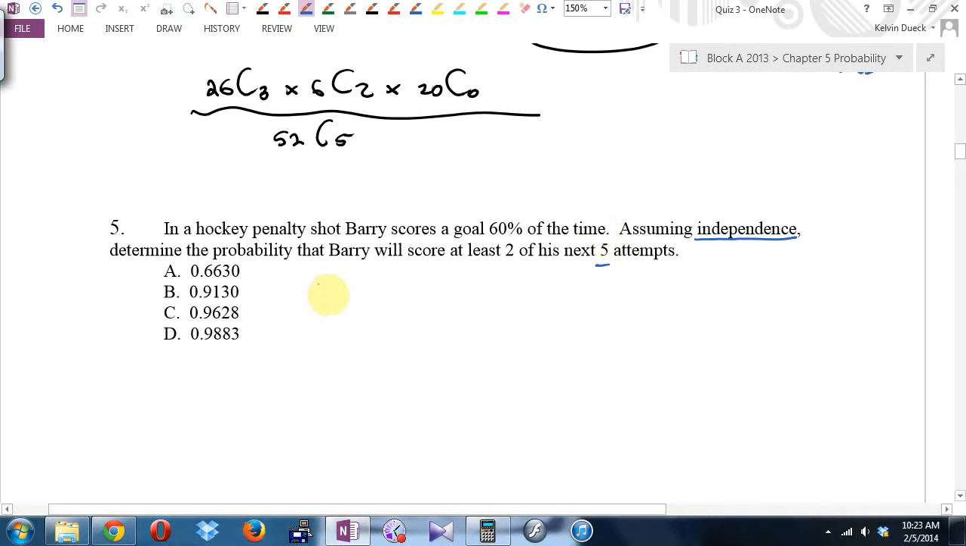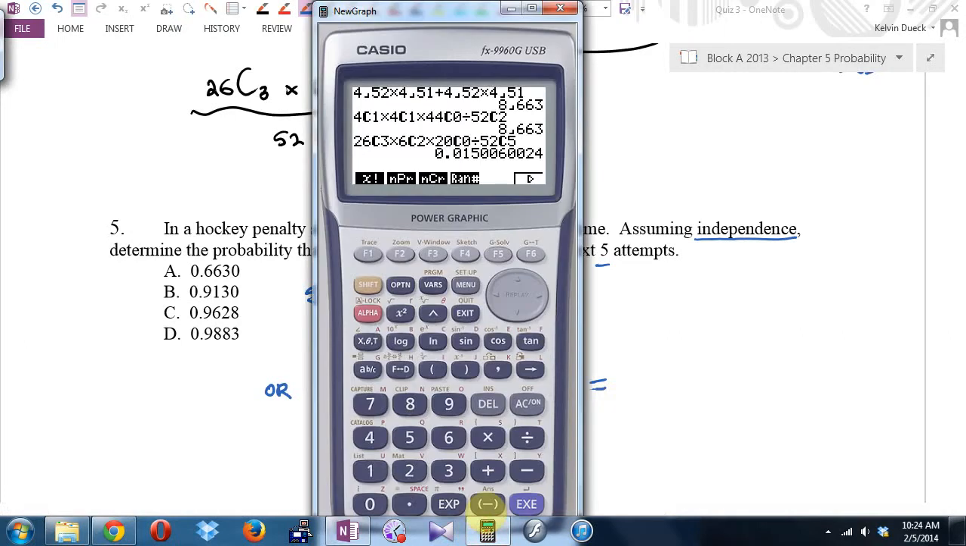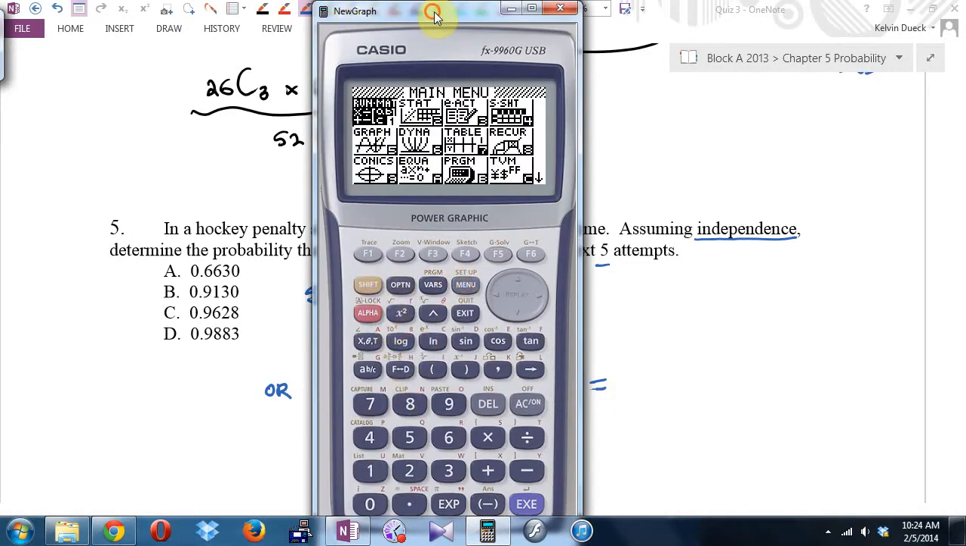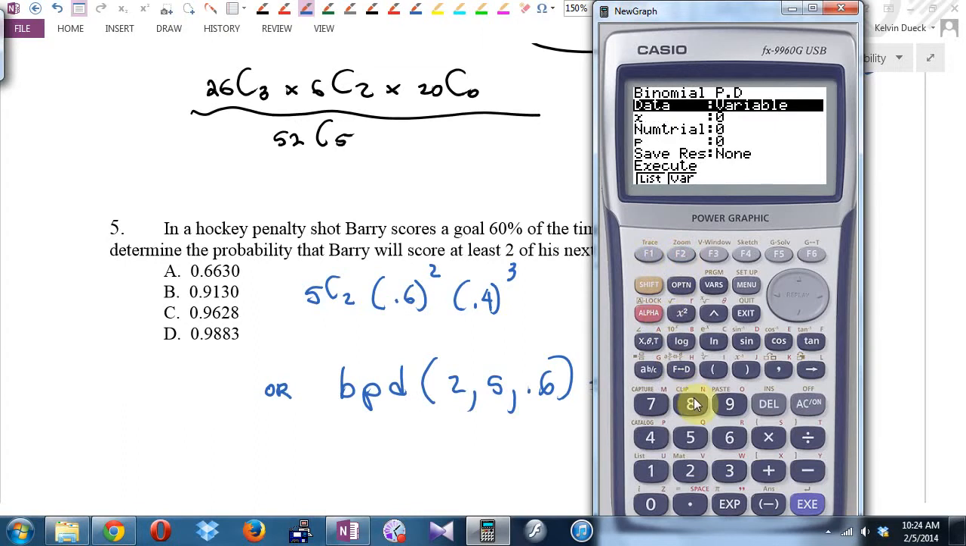This is going to be either 5 choose 2, 0.6 for 2 goals, 0.4 for 3 misses. Or BPD, your guys' is X 2, num trial 5, 0.6, I think is the order that you type it on your calculator. Give me a second. Let me crunch the numbers, and then I'll take questions. Stat, dist, binom, not cumulative. 2, 5, 0.6.